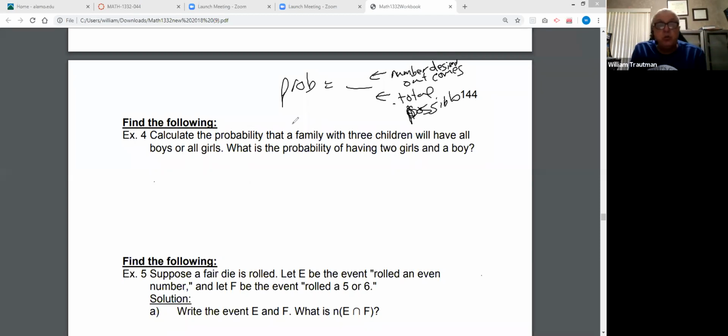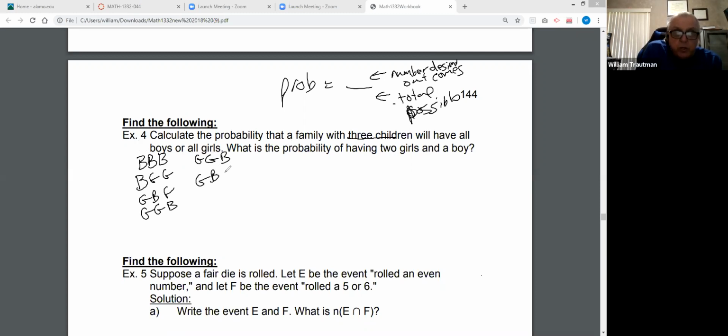So let me just show you. We have 3 children. If you have 3 children, you can have a boy, boy, boy. You can have 1 boy and 2 girls. Another way of saying 1 boy and 2 girls is girl, boy, girl, or girl, girl, boy. You see, the first kid is in the first spot, second kid, third kid. 2 girls would be girl, girl, boy, girl, boy, girl, or boy, girl, girl.